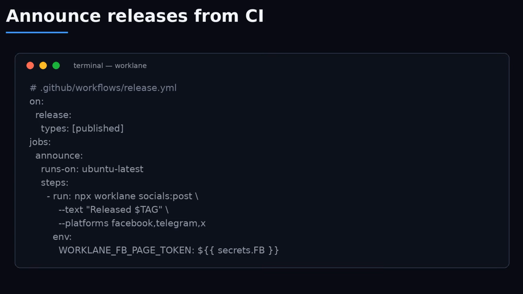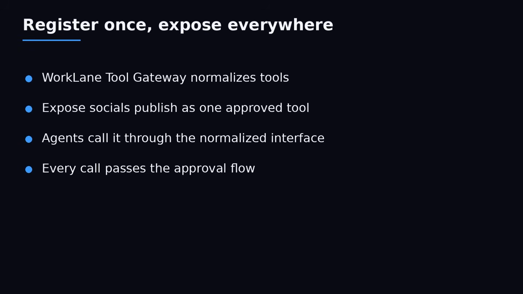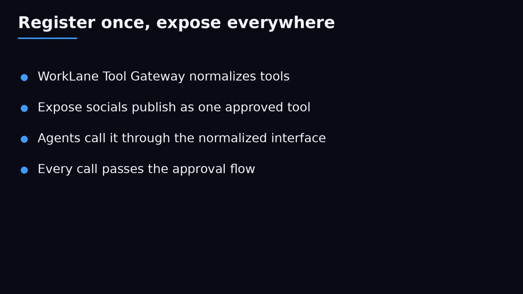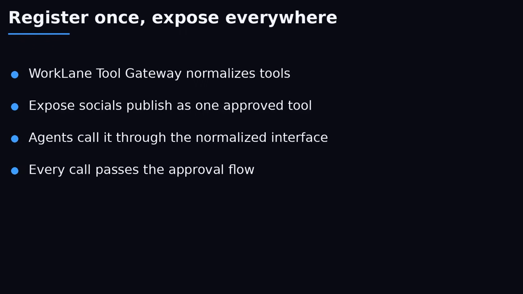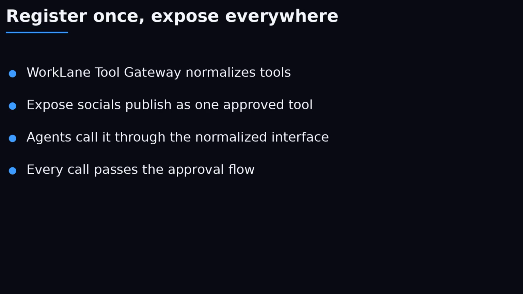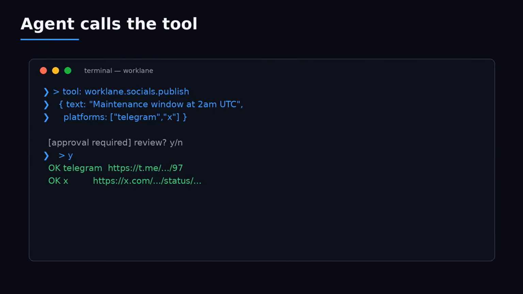If you are building agents on the WorkLane platform, register socials publish in the tool gateway once, and every agent on your team can call it through one normalized interface. The gateway routes the call through the approval flow you just saw. The agent proposes the tool call, the human approves, the platform executes and returns the receipt. That is the difference between giving an agent a megaphone and giving it a responsible voice.